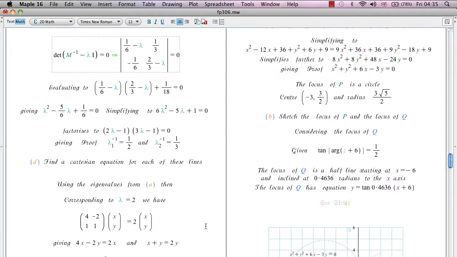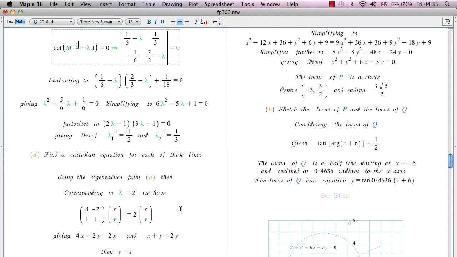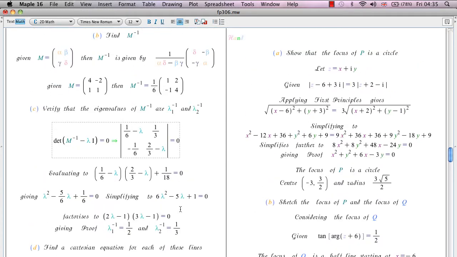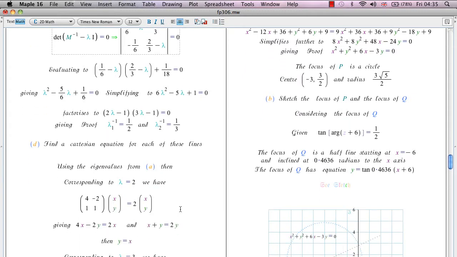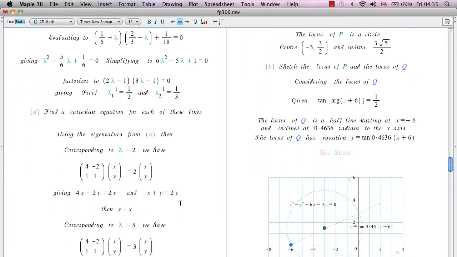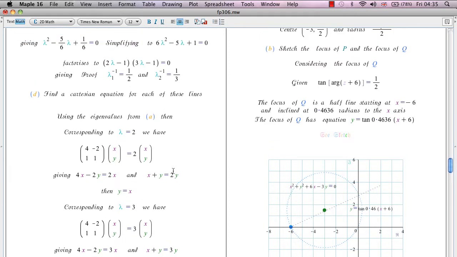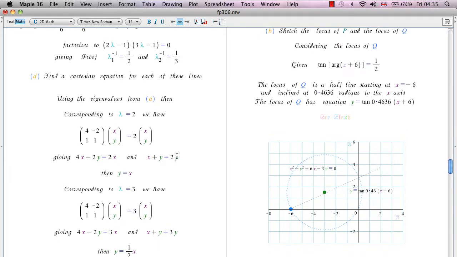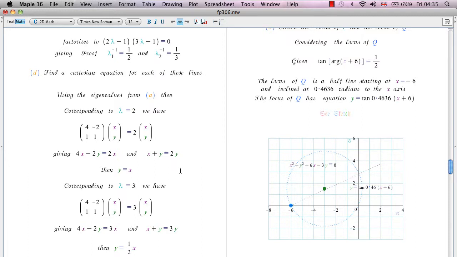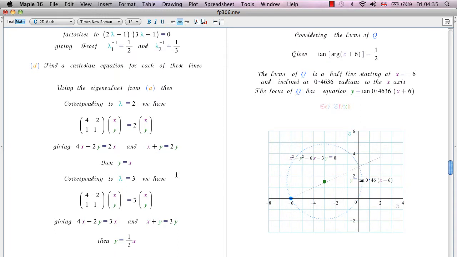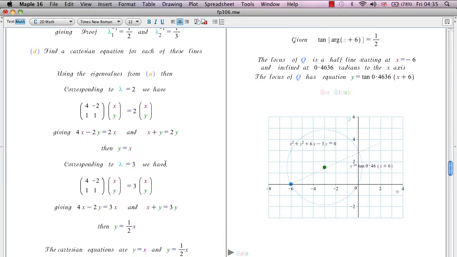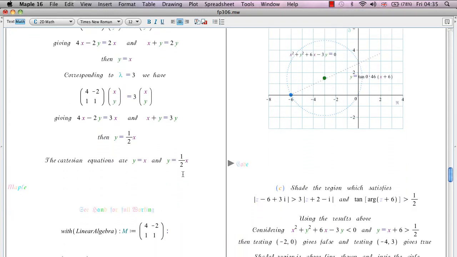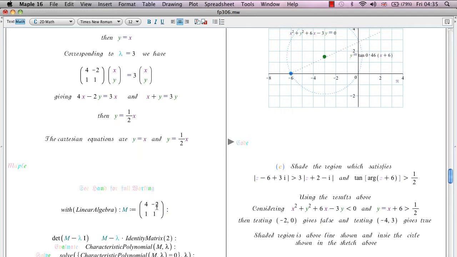So for a Cartesian equation, considering the transformation T maps the lines onto themselves, then we can use the eigenvectors. So applying using lambda equals 2 gives y equals x, and applying lambda equals 3 gives y equals a half x, giving the Cartesian equations required.